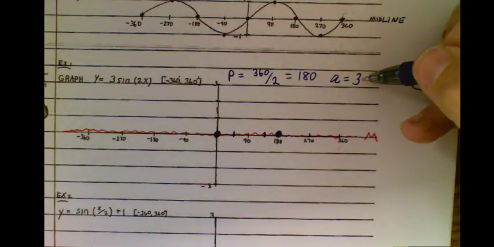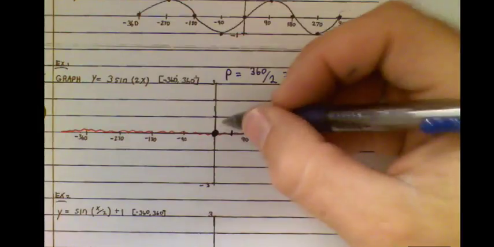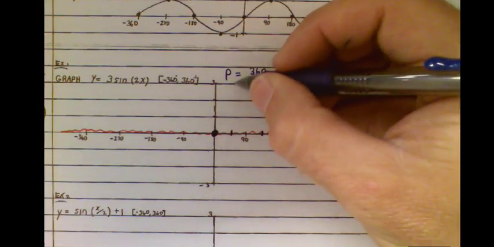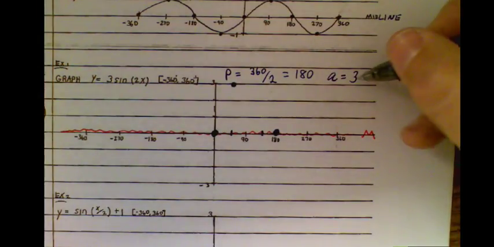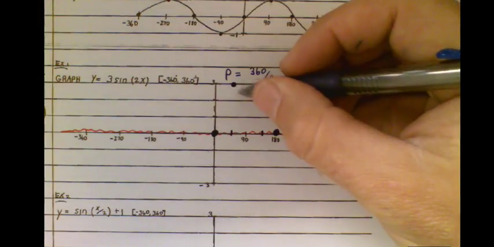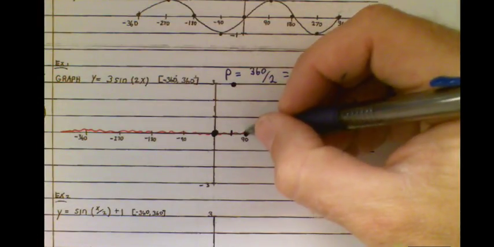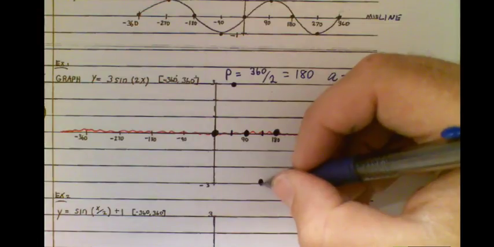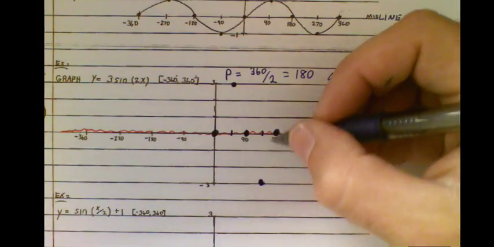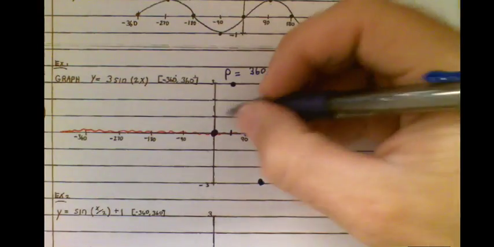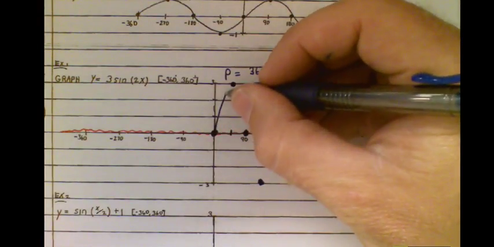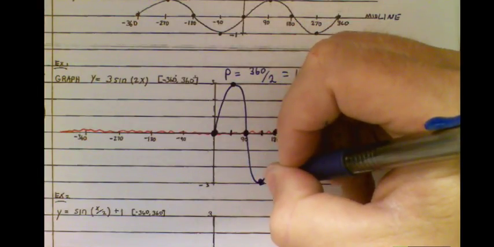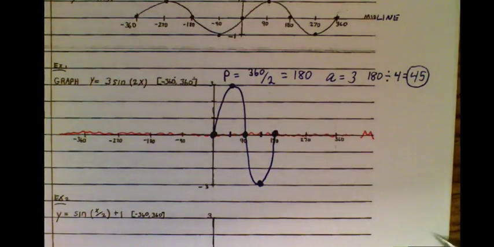According to this, it's going to be 3 units up from our starting point. So here's our 3 way up here at the top. So I know at 45 degrees, I make my first mark, and I'm going up 3 units because of this. I then go down to the midline at the next 45 degree mark. I then go down 3 units at the next 45 degree mark, and then I'm back to the midline for my last mark. So one period of the graph, if we just trace those points, would look like this.